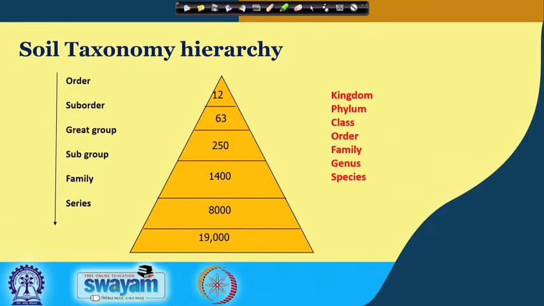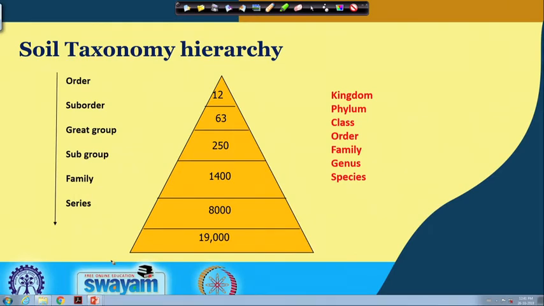In the last lecture we discussed the different hierarchy of the soil taxonomy. As I have told you, soil taxonomy is basically a combination of 6 different levels starting from series, family, subgroup, great group, suborder and order, and we can classify any soil using this hierarchical system.